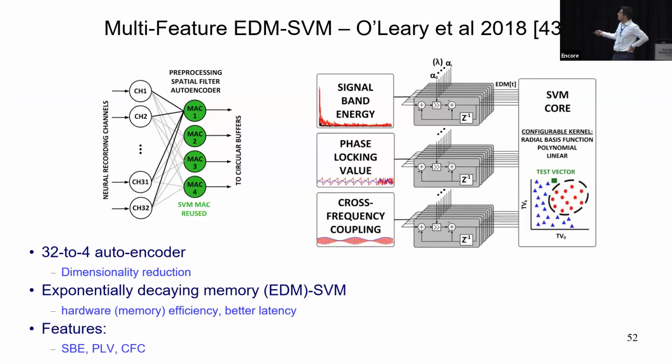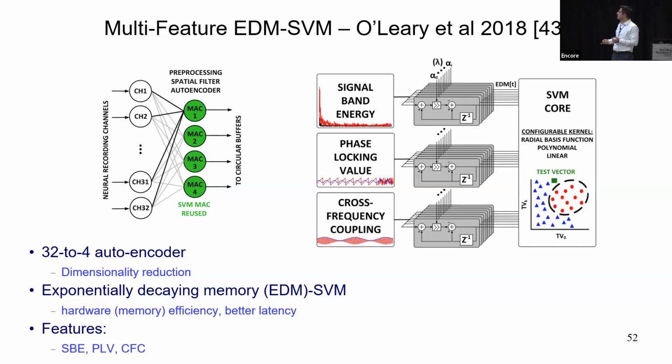Yeah, so this is another work, again related to SVMs. This time, the authors have used different features. As I mentioned, we can have combinations of features applied to the classifier. So they extracted signal band energy, phase locking value, and cross-frequency coupling. They also use an autoencoder to reduce the dimensionality of data from 32 channels to just 4. And by using these tricks, as well as another trick called EDM SVM, or exponentially decaying memory, they could get a lot better energy efficiency in their classification in terms of memory consumption and latency.